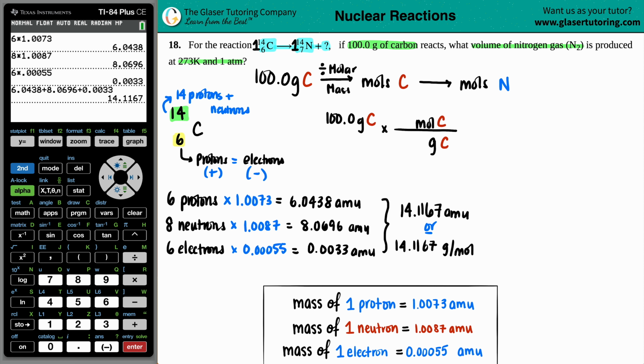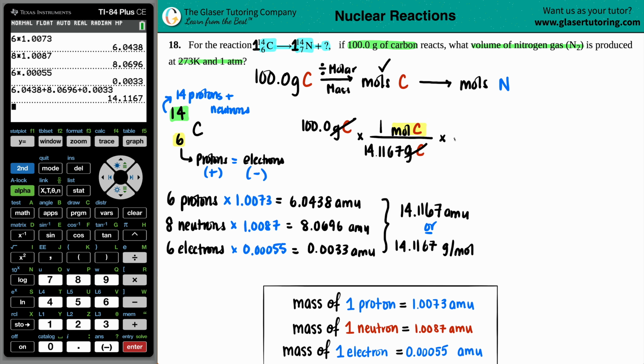And now, for these grams per mole, it's 14.1167 grams that goes on the bottom for every 1 mole. And that's why it's just divided by the molar mass, divided by that 14. Grams of carbon gets canceled out, and we are left with just the moles of the carbon. So we're here now. Now, don't stop, keep going, trust the process, right?